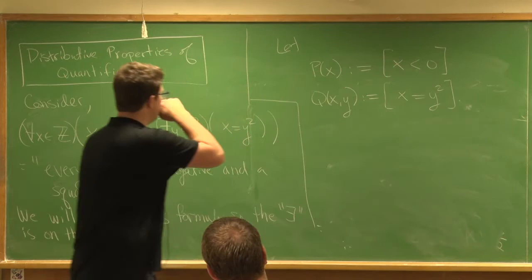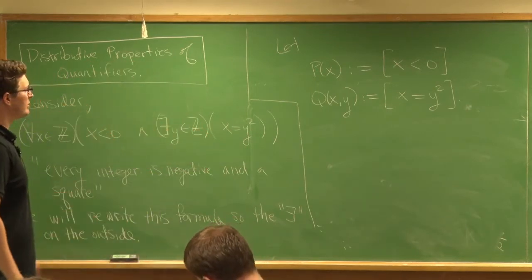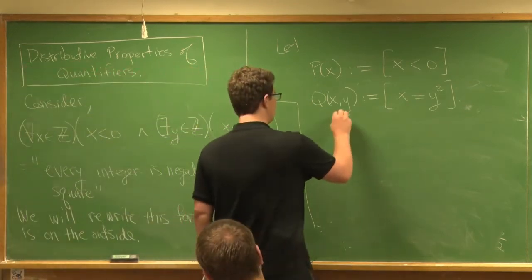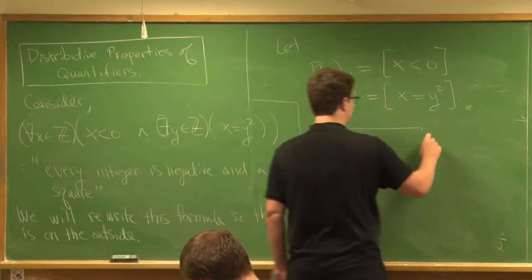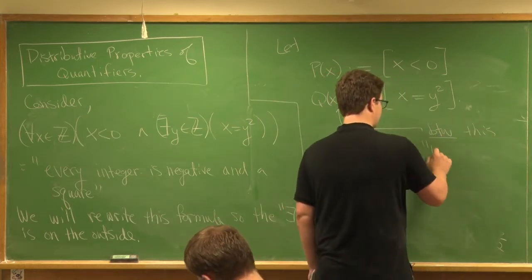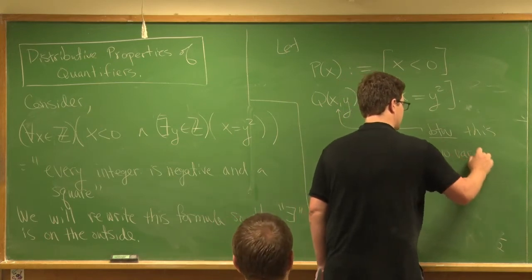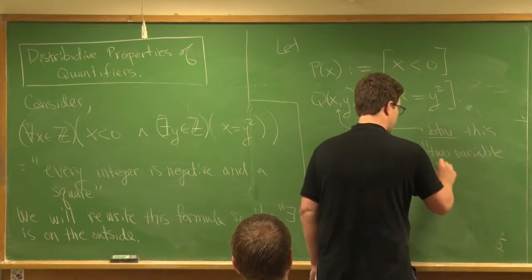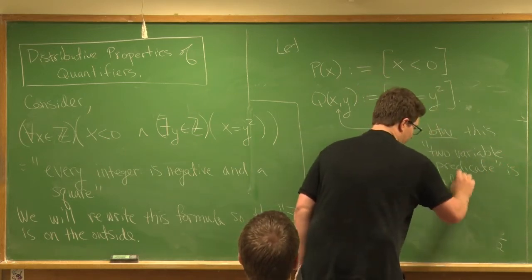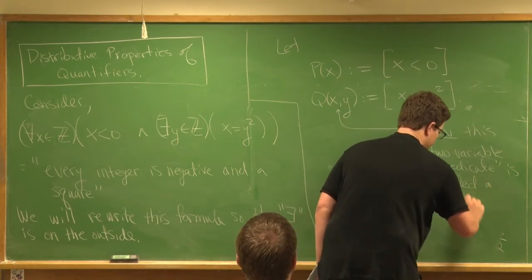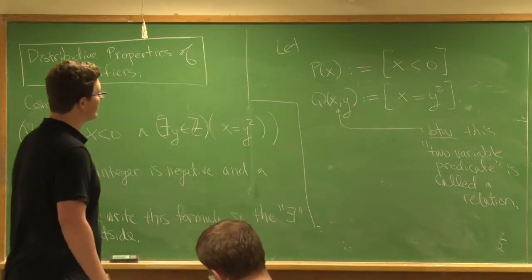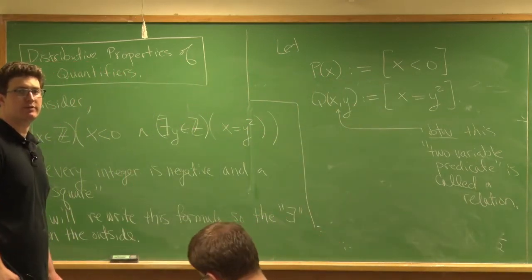Okay. So I introduced two symbols here. Sometimes when there's two variables here, this two variable predicate is called a relation. And we'll talk more about that later, but I just wanted to point it out. Okay, so this is like a two thing. You plug in two numbers, it'll return true or false.